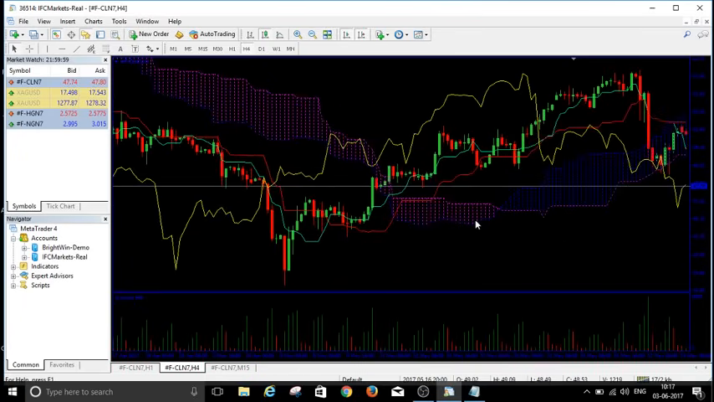I hope you have understood how to use Tenkan Sen and Kijun Sen, and how this line gives us support or resistance. Here, see this. This is giving us good support. But here support is broken, but these lines didn't cross over or below, so we can stay in the buy.